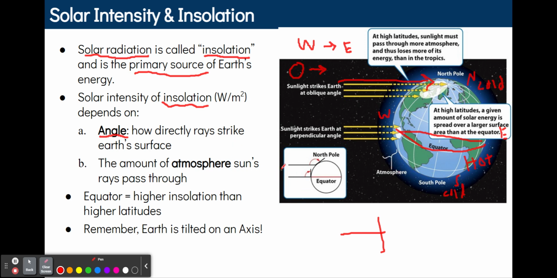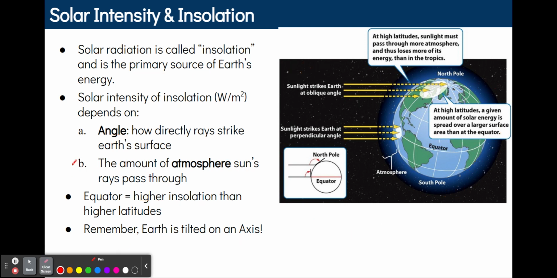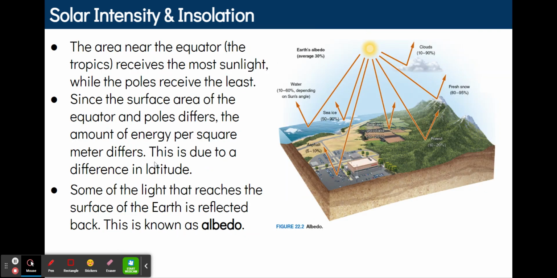The other thing that is going to affect the solar insolation is the amount of atmosphere that the sun's rays have to pass through. At higher latitudes, sunlight must pass through more atmosphere and thus loses more of its energy than down here in the tropics. So what you need to know is that the equator has higher insolation than the higher latitudes, which would be the North and South Pole, and that Earth is tilted on an axis. The energy near the equator, the tropics, receives the most sunlight, while the poles receive the least.